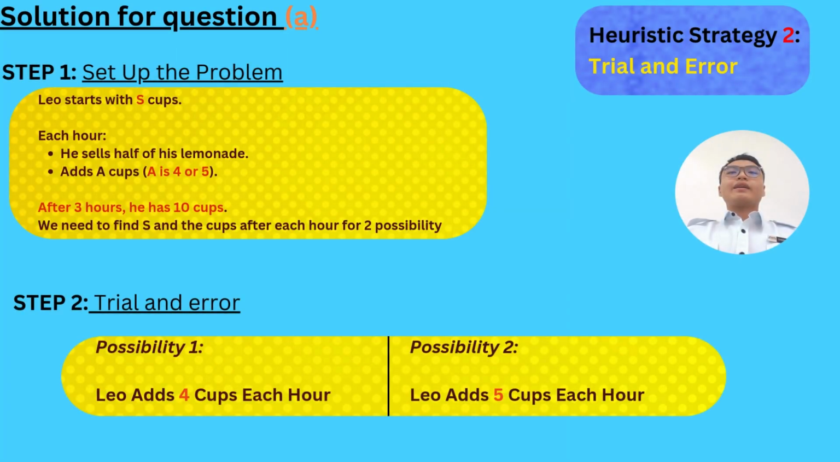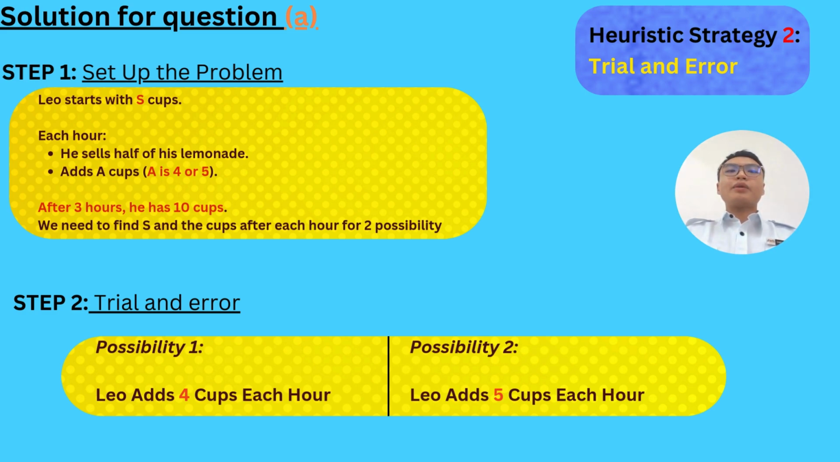Now we look at the second solution for question A, trial and error. For step 1, we set up the problem. Leo starts with S cups. It's an unknown, or a variable. Each hour, he sells half of his lemonade and adds A cups. A is either 4 or 5. After 3 hours, he has 10 cups. So we need to find S and the cups after each hour for 2 possibilities.